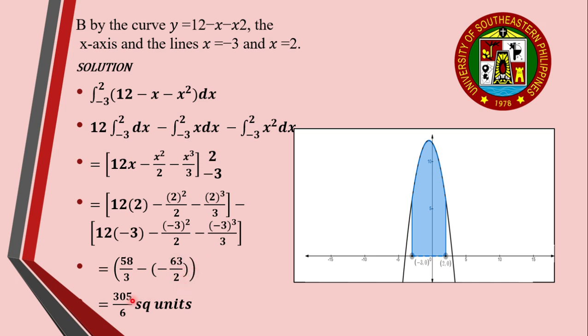Therefore, we're going to apply addition, since it is fundamental with fractions. The answer would be 305 over 6. So 305 over 6 square units. Therefore, the area right here, the shaded region in color blue, is 305 over 6 square units, or approximately 50.83 square units.